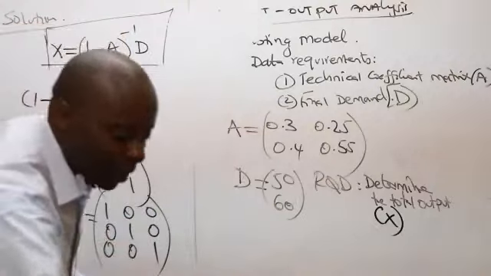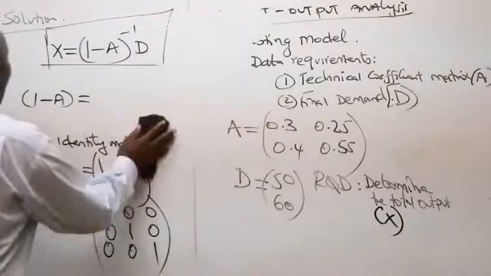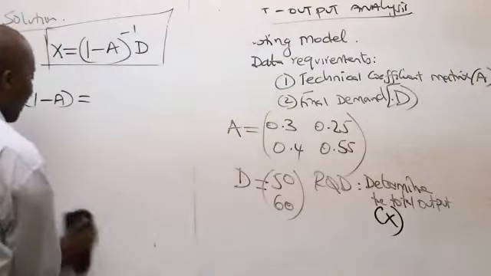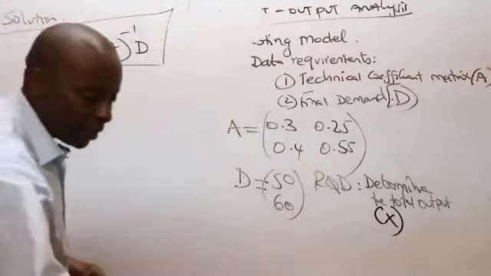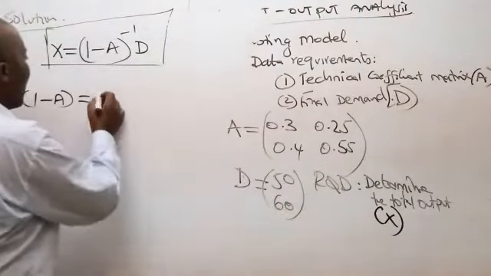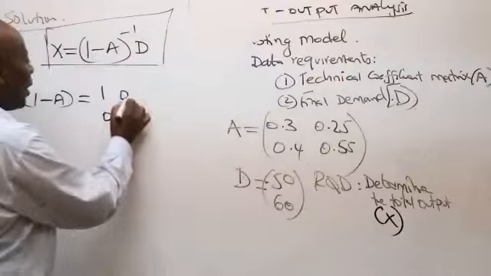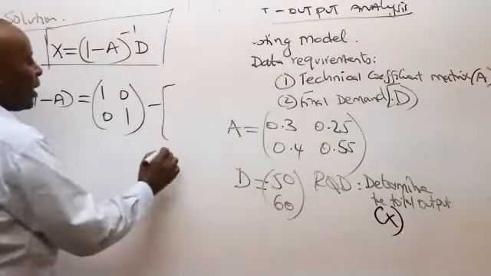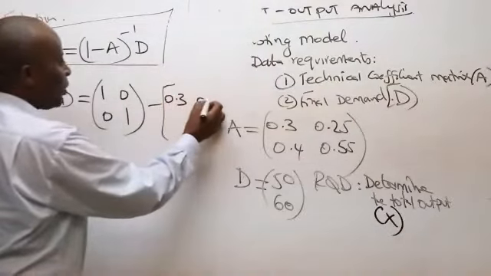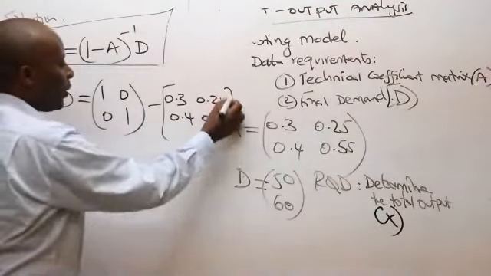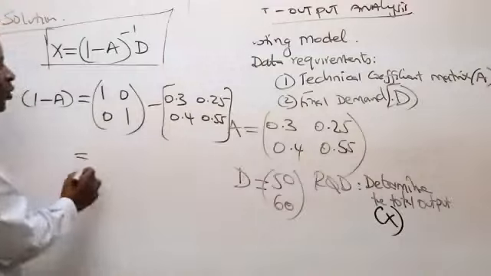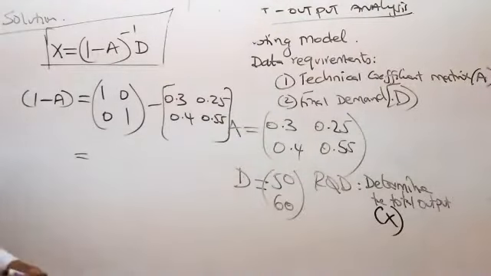So what I'll do, ladies and gentlemen, I'll come and see I minus A, and I can see what really my I is. My I is 1, 0, 0, 1, like that. Minus A which is 0.3, 0.25, 0.4, 0.55. So from there, ladies and gentlemen, please go ahead and do the subtractions for me.